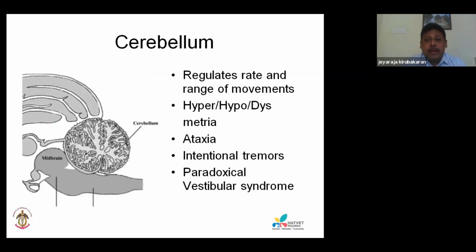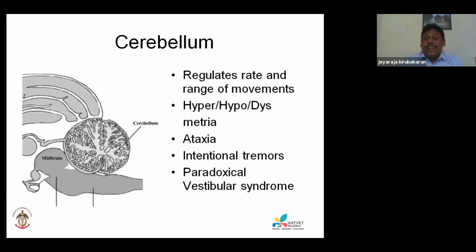Then you have your cerebellum. The cerebellum, of course, regulates the rate of movements, and any lesion there can cause hypermetria and dysmetria. It can cause ataxia. It can cause intentional tremors. Intentional tremors, in the sense that if the animal is going into any act like drinking water or feeding, then naturally it develops tremors. That's called intentional tremors.